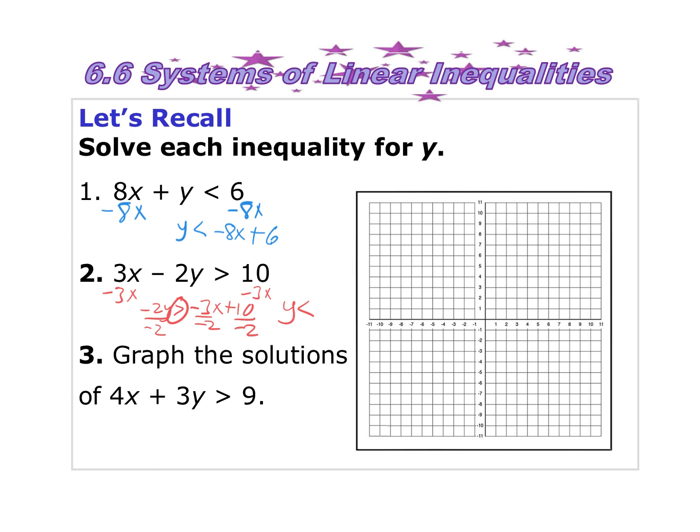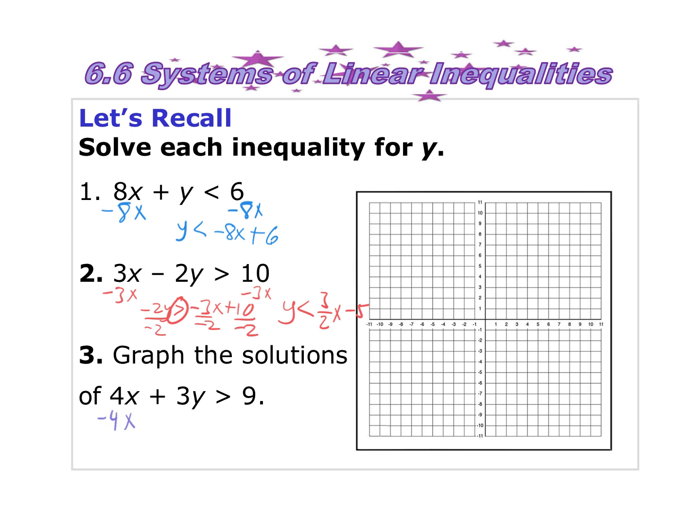And then negative 3 over negative 2 is going to simplify to positive 3 over 2 x. And then 10 divided by negative 2 is negative 5. All right, so that's all we have to do for that one. Now we have y by itself. And then the last one here, we want to actually graph the solutions of this inequality. So the first thing we want to do, as always, is to get y by itself.